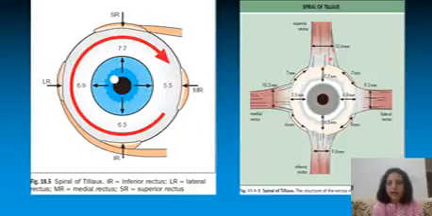Again, diagrammatic representation showing the insertion of the various rectus muscles into the sclera about this many millimeters from the limbus. 5.5, then inferior 6.5, easy to remember it this way. 5.5 medial rectus, then this is the inferior, this is lateral, and the superior rectus about 7.7 millimeters from the limbus.